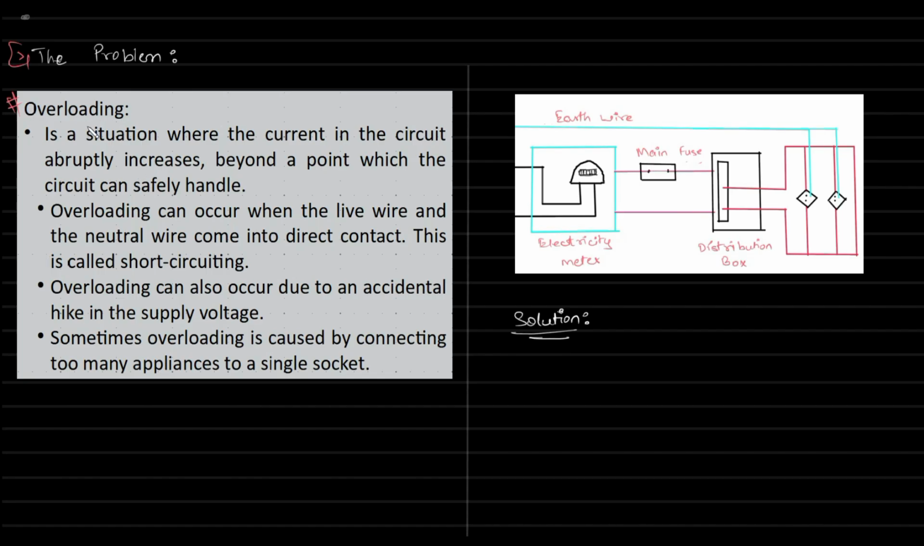So overloading is the cause. It's the name given to this. It's a situation wherein the current in the circuit abruptly increases. So there is a sudden increase in current beyond a point which the circuit can safely handle. There's a certain limit the circuit can handle. Beyond that point, you can't handle the current and something happens. Basically, you can come across fire, your devices can get damaged. All of this is possible because of overloading.